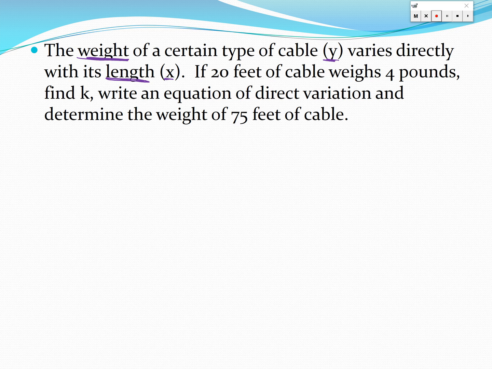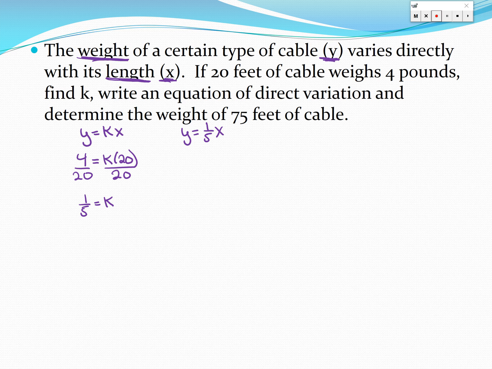So in order to find our k, remember, y equals k times x. So we know we have 20 feet of cable. Length is our x. So I have 20 feet of cable that weighs 4 pounds. Y is our weight. So to solve this, we divide both sides by 20. And 4/20 simplifies to 1/5. So our k value is 1/5. So our equation of direct variation would be y equals, put 1/5 in for our k, times x.